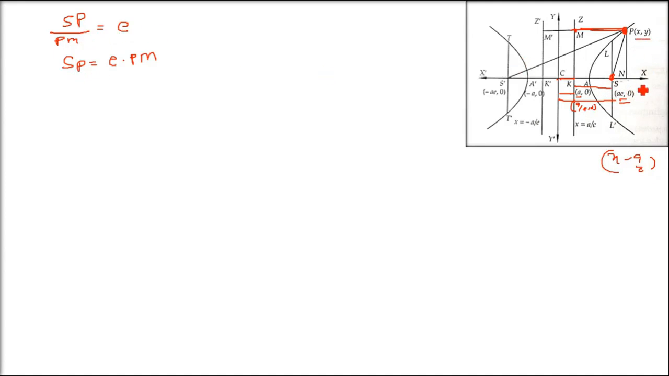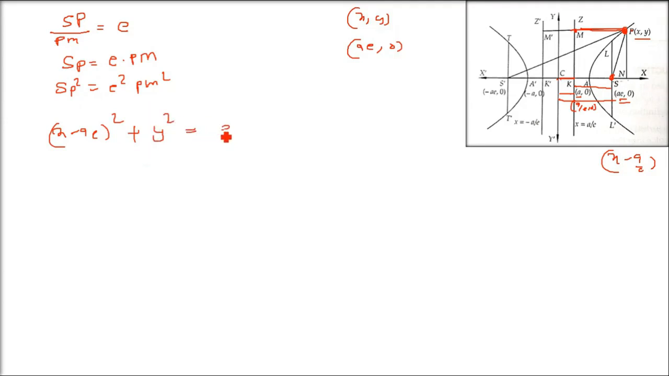So SP is what? It's the simple distance formula. (x, y) is what we have taken, and S point is (ae, 0). Now you know how to find the distance between these two points. I don't want to deal with the square root, so I'm squaring it. SP square equals e square PM square. What is SP? (x minus ae) whole square, plus (y minus 0) whole square, which is simply y square, equals, what is PM square? PM I told you, x minus a by e is the distance. Now square it. Okay. Now we are going to rearrange.